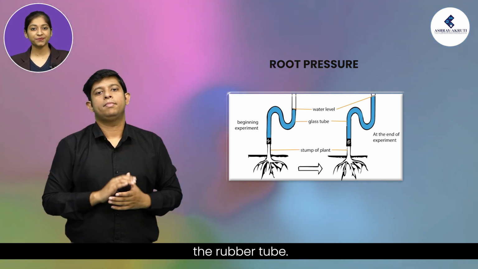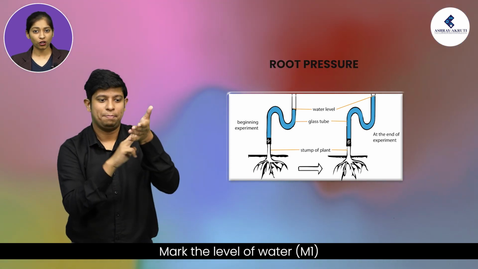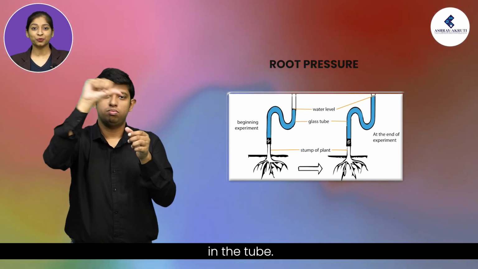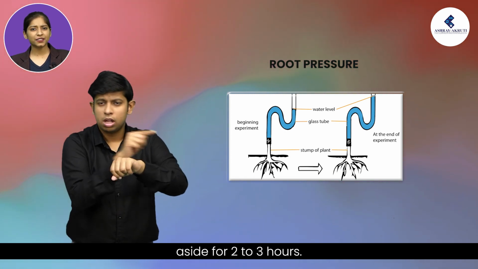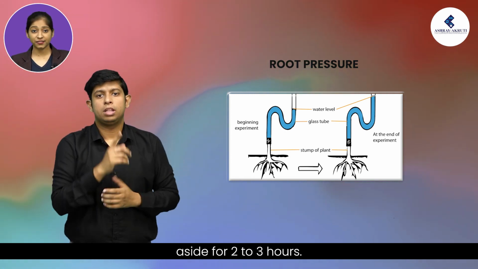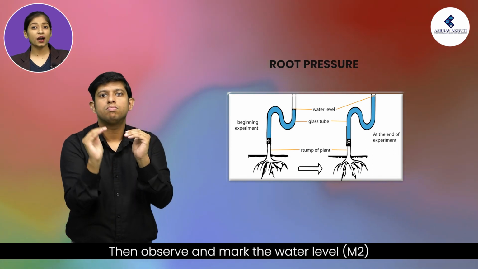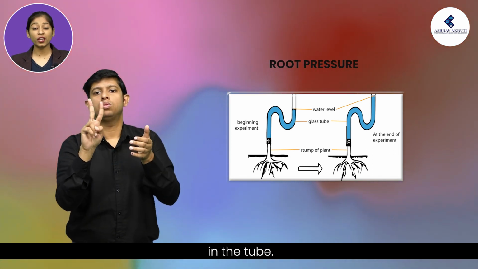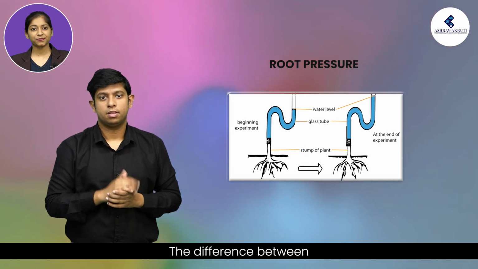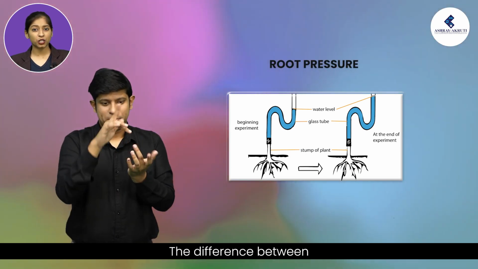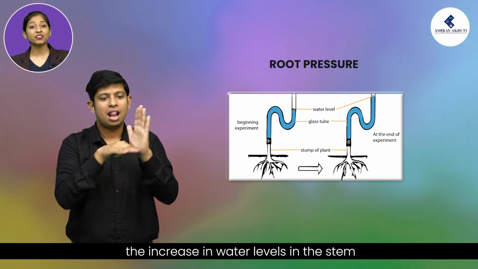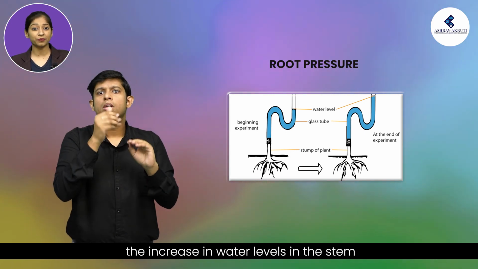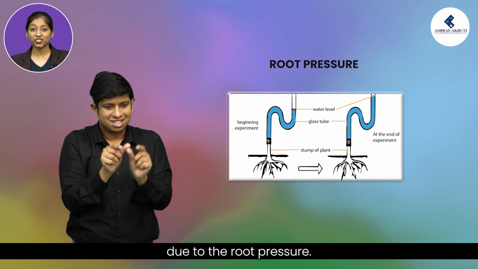Mark the level of water M1 in the tube. Keep the pot aside for 2 to 3 hours. Then observe and mark the water level M2 in the tube. The difference between M2 and M1 levels indicates the increase in water level in the stem due to the root pressure.